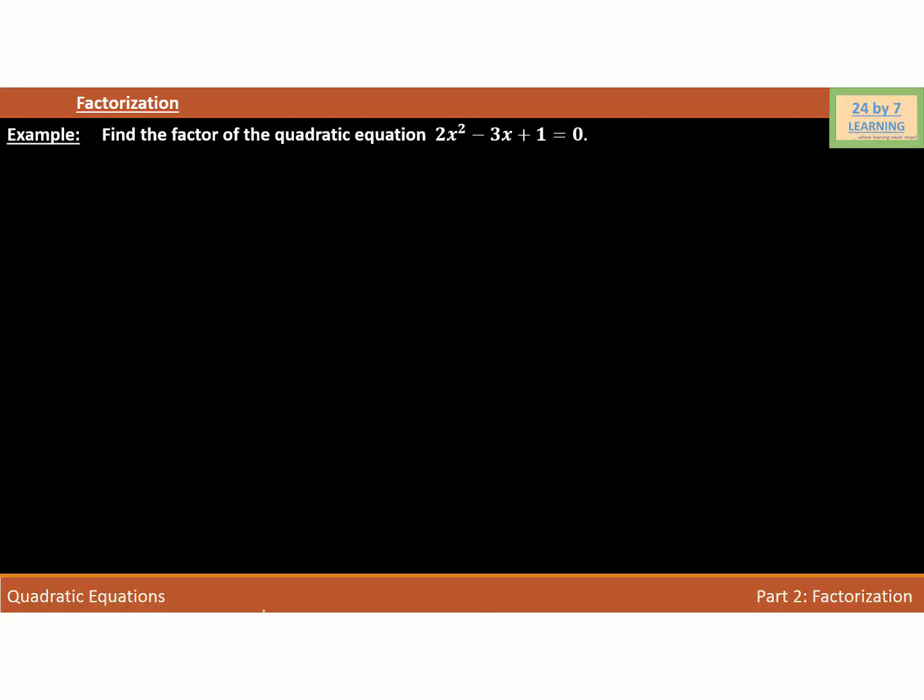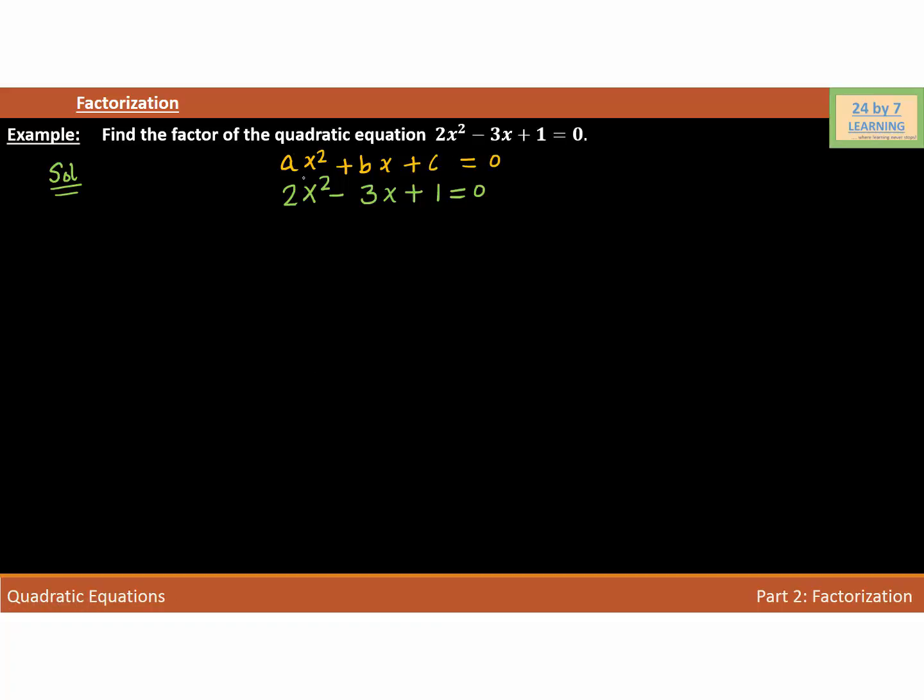Factorization example. Find the factor of the quadratic equation 2x squared minus 3x plus 1 is equal to 0. So as we can see, our quadratic equation is given as 2x squared minus 3x plus 1 is equal to 0. I'm going to write my general equation at the top of this equation. So I will write ax squared plus bx plus c is equal to 0.